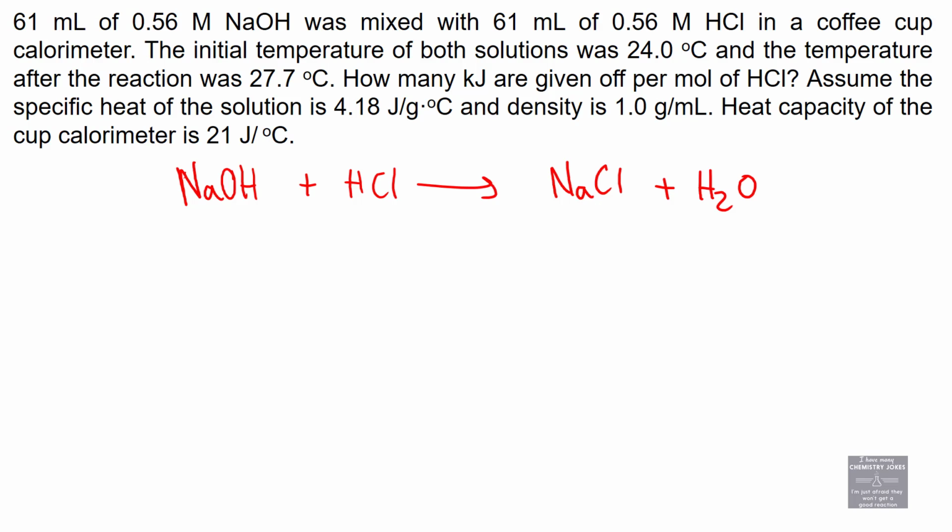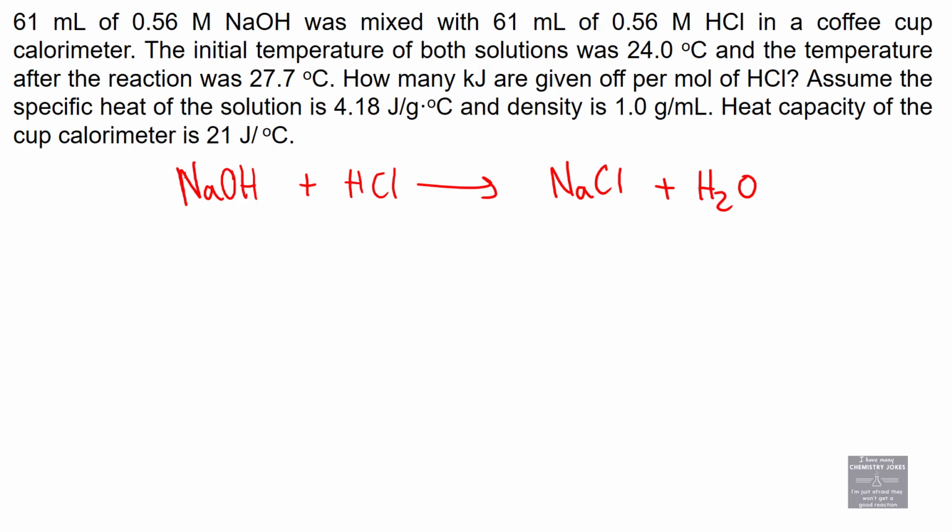So there's that reaction. It reacts in a 1-to-1 mole ratio like this. We're adding 61 milliliters of 0.56 molar NaOH and equal amounts of HCl. So what that actually tells me, if I throw it all the way back to Chapter 3, there's no limiting reactant. These are going to react completely. They both run out at the same time. So that's relevant for something we'll do in a moment.